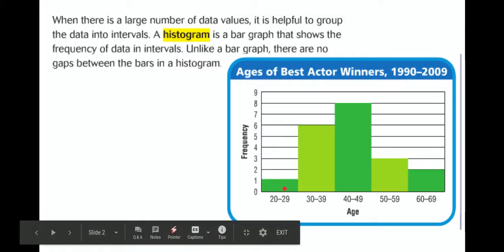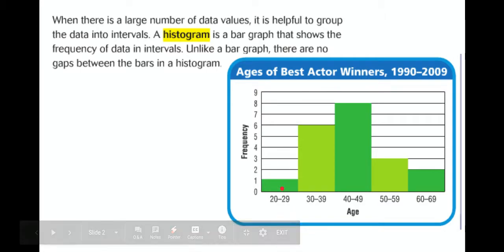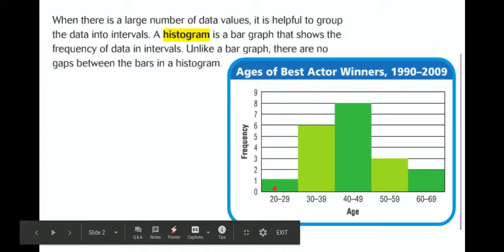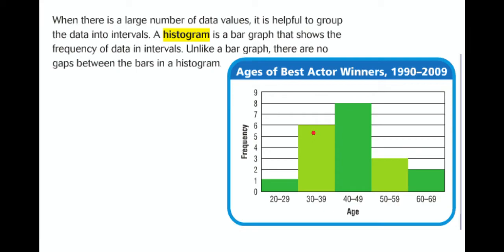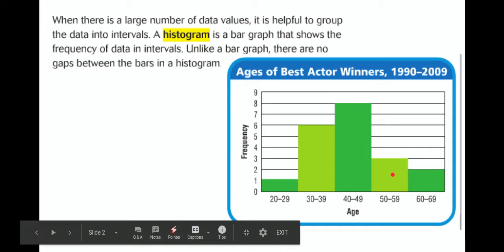So what this is telling us here is that there is one person who is somewhere between the ages of 20 and 29 that won the Best Actor award. This tells us there are 6 people. You can see it over here where it says frequency 6. 6 people won the award somewhere in their 30s, between 30 and 39. 8 people, well, these are men because they're actors, 8 men won the award between 40 to 49. 3 people won it in their 50s, and 2 people won it in their 60s.